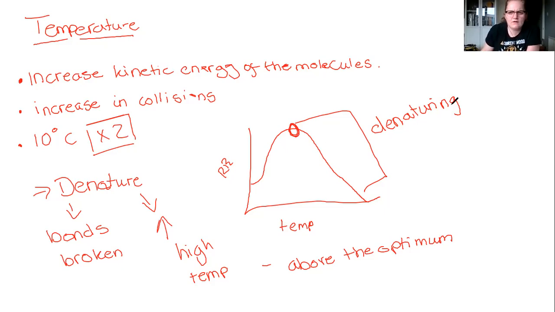What we then have is pH. So let's have a talk about pH. pH works a little bit differently. So we've said acidic conditions increase rates of reactions. Well, how does pH actually affect our enzymes?